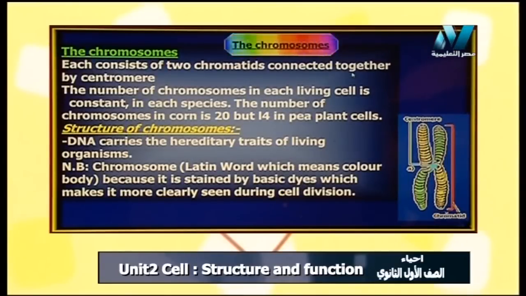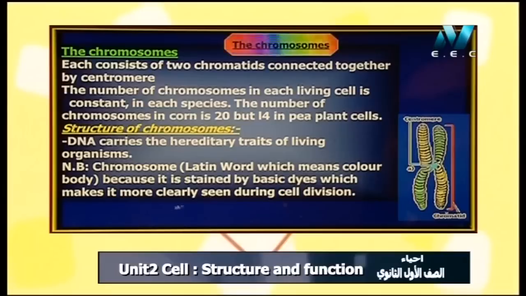Of course all cells must have a nucleus, with a slight exception for some cells, like the sieve tubes in plants, or the red blood cells in human beings or in animals. As we said, each chromosome consists of two chromatids connected together by a centromere. The number of chromosomes in each living organism is constant in each species. The number of chromosomes in corn, for example, is 20, but 14 in pea plants and 46 in human beings. The chromosome's DNA carries the hereditary traits of living organisms.